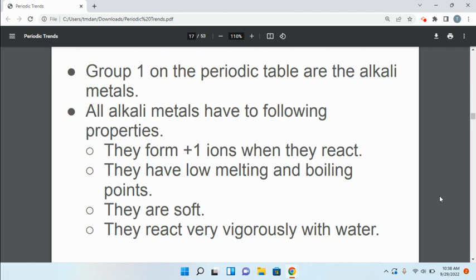They're soft metals. You could take sodium and literally cut it with a butter knife, and they react very vigorously with water. They become downright explosive when you put them in water. Again, not a typical behavior you expect from a metal.